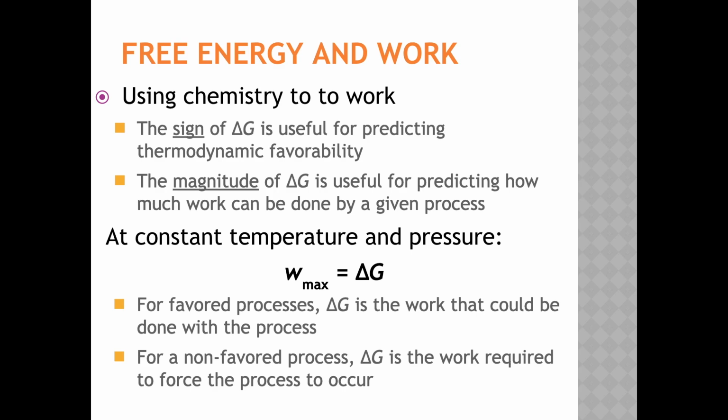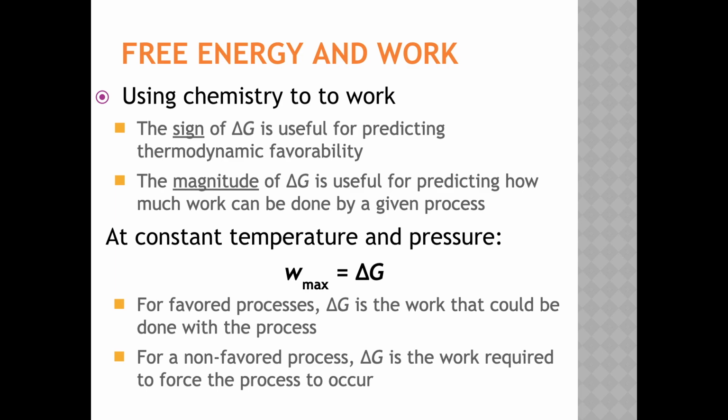The sign of delta G can help you predict whether or not a process is thermodynamically favored at a given temperature. The magnitude of delta G can help you predict how much work can be done by a certain thermodynamically favored process. At constant temperature and pressure, the maximum work that could be done by a process is equal to the free energy change for a thermodynamically favored process, a negative delta G. And for a non-favorable process, the free energy change is how much energy would be required to force the reaction.